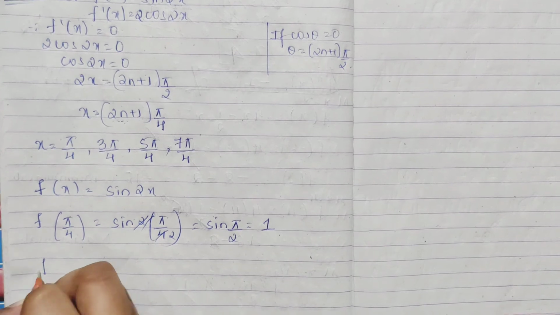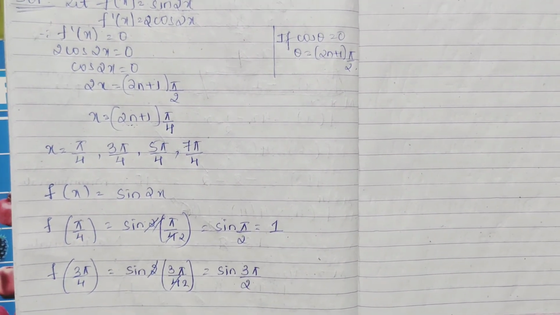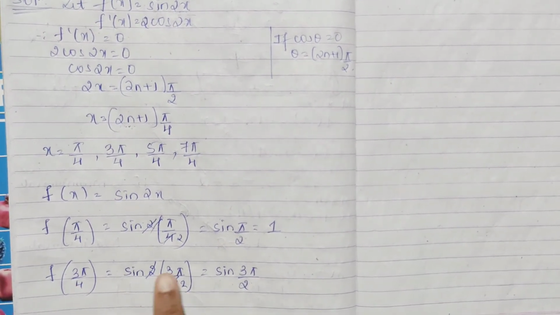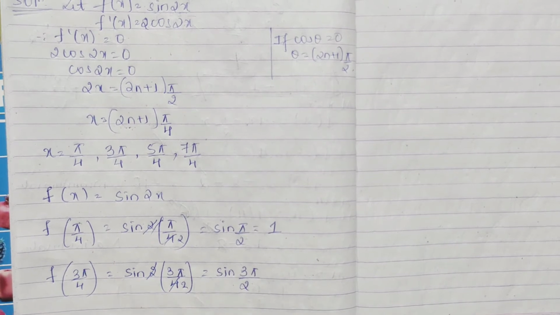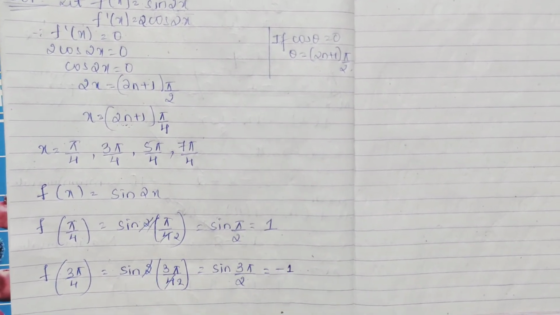Now we will check at f of 3 pi by 4. So sin 2 times 3 pi by 4. 2 ones are 2, 2 twos are 4, sin 3 pi by 2. Sin 3 pi by 2 is how much? It is minus 1, right? Sin 3 pi by 2 is minus 1.